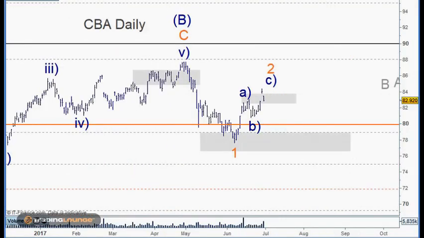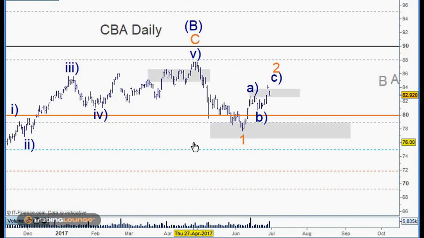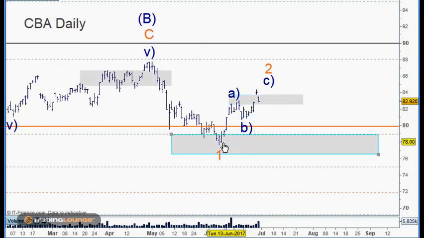Okay, so this is CommBank. Basically we were looking for what we'd also counted on the daily chart, CBA. We were looking for 5 waves down here, which is fine. And then we were looking for an A wave and a B wave and a C wave here. And as I mentioned on the intraday level, this move up here is the A wave. Even though it hit the box here, it had 5 waves in it.